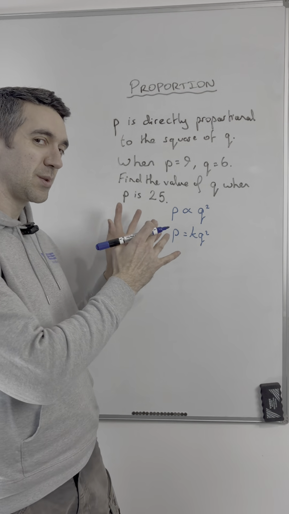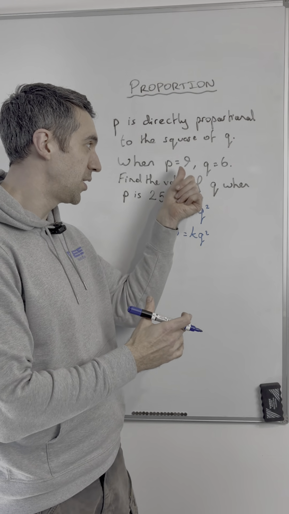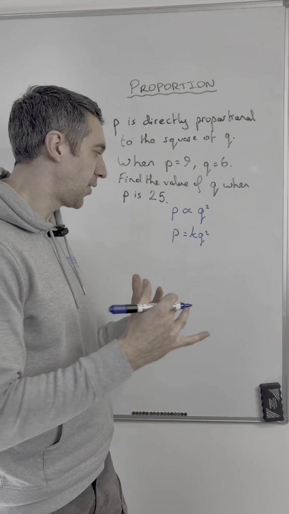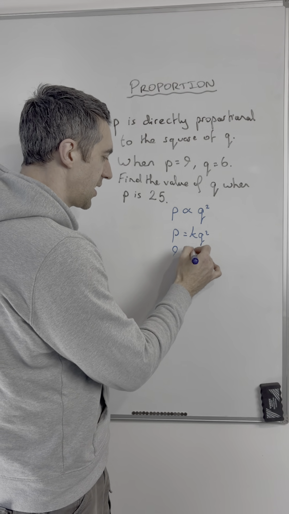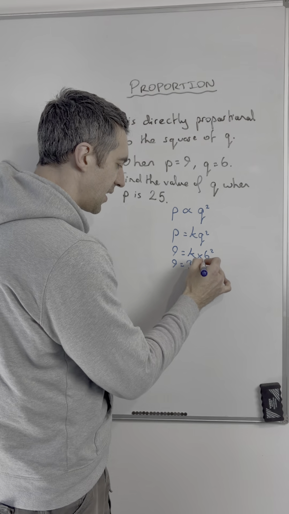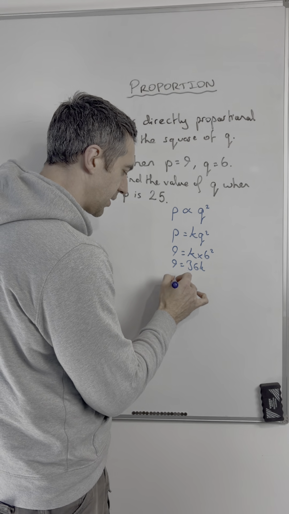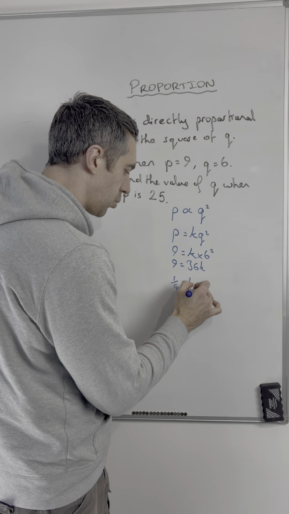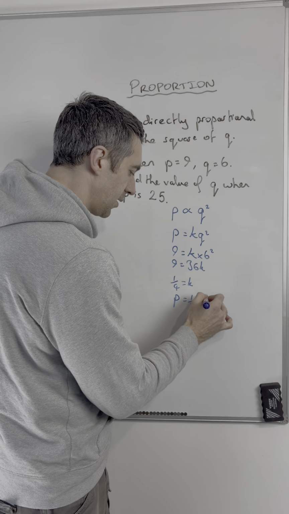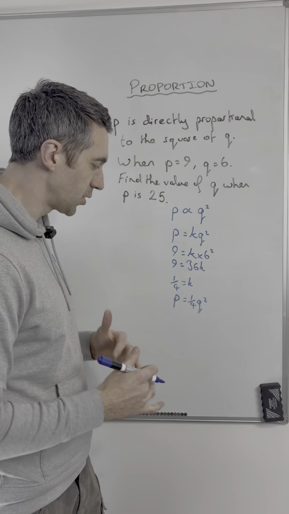That's where we're given some information. So this is no different. We know that P is 9 and Q is 6. So we can substitute that in and find out what K is. So we put 9 equals K times 6 squared. So that's 36K. And if we divide that, 9 over 36, we can simplify to 1/4. So we now have a complete formula for P. P is equal to 1/4 Q squared.